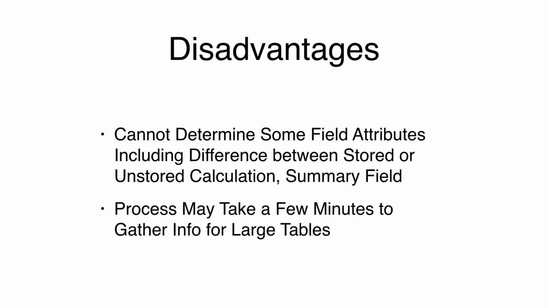There are some disadvantages to using this technique of importing tables into FmPro Migrator. Using AppleScript to gather table info means that it isn't possible to get some of the field attributes. This includes figuring out the difference between stored and unstored calculation and summary fields. If you have a lot of records, these types of fields may require manual deletion prior to running getInfo at step number 2 or transfer data at step number 4.